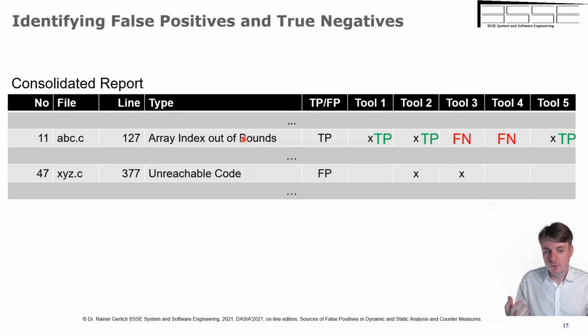Vice versa, the unreachable code may be a false positive here, so it would count as a false positive for those tools that reported it, but as a true negative for those that didn't. And with that, we can establish some statistics about the tools that we can compare.